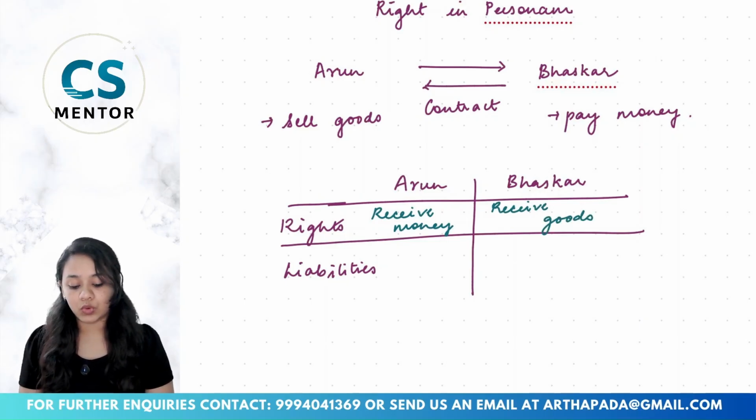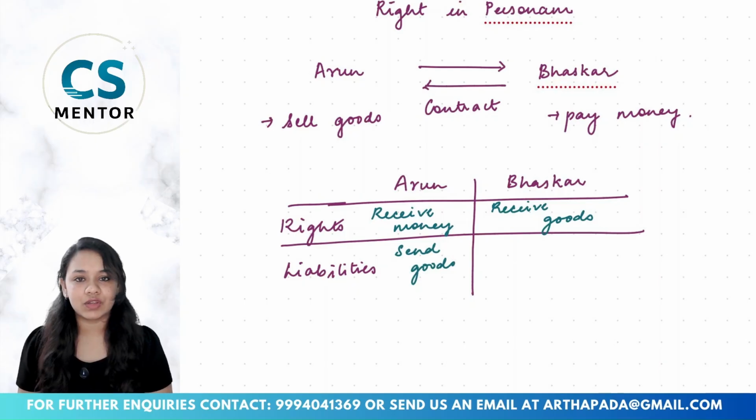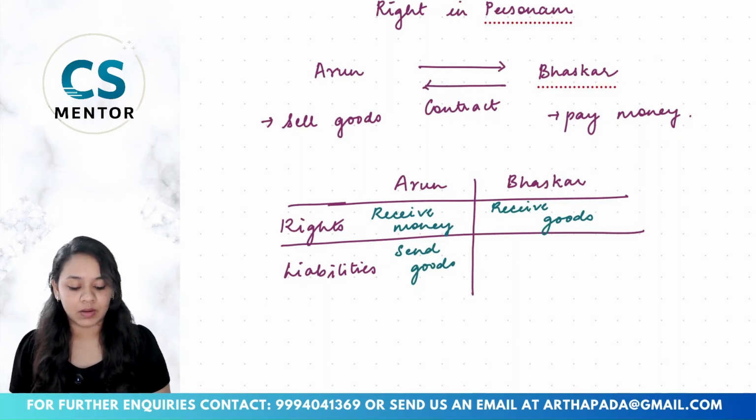Now, alternately, what is the liability for Arun? Arun has to send the goods. Because if he doesn't send the goods, then his part of the contract is not being done. And the same way, Bhaskar has to pay the money.